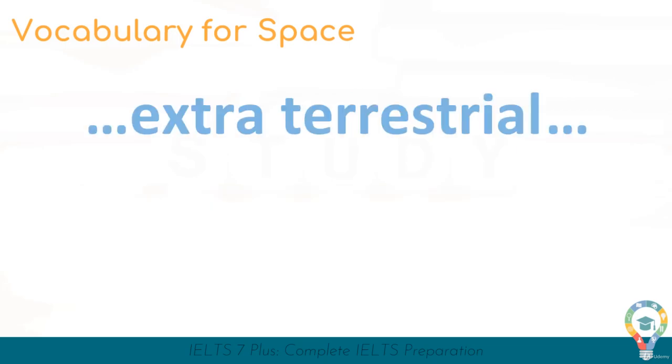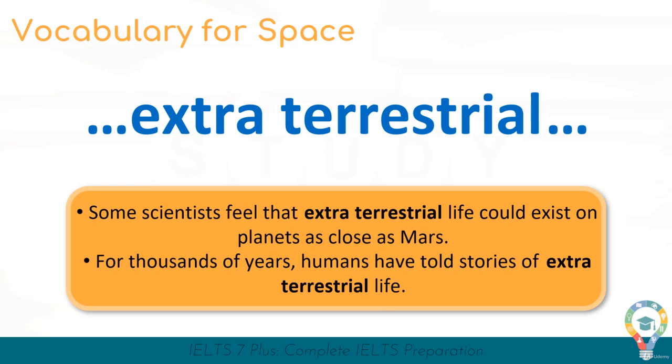And moving on, we have extraterrestrial. Extraterrestrial is any form of life that is not found on our planet Earth. It is also known as alien. Some scientists feel that extraterrestrial life could exist on planets as close as Mars. For thousands of years, humans have told stories of extraterrestrial life.